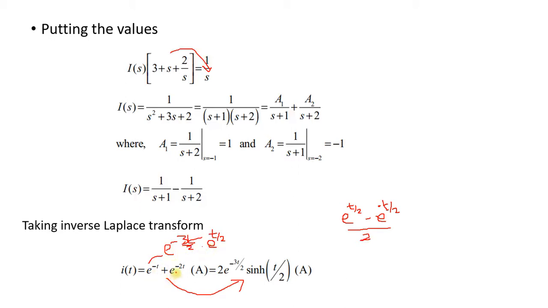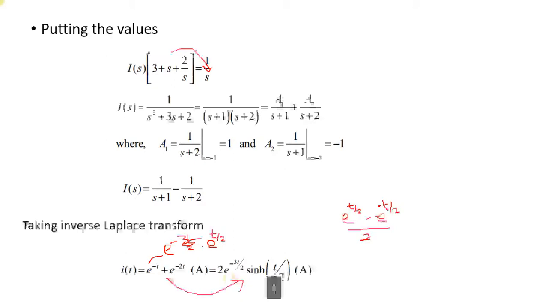Similarly, this e power minus 2t is replaced by e power minus 3t by 2 and e power minus t by 2. You take e power minus 3t by 2 outside, and the remaining term looks like this. So this equation is replaced like this. So we move on to the next problem. This is the final answer.